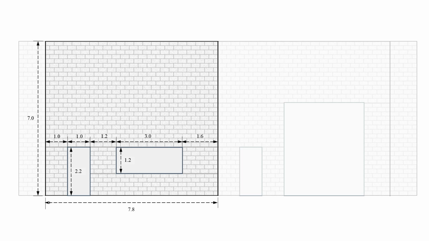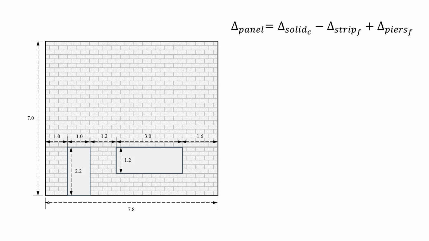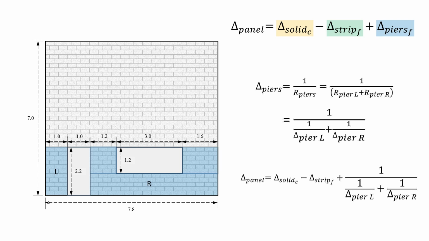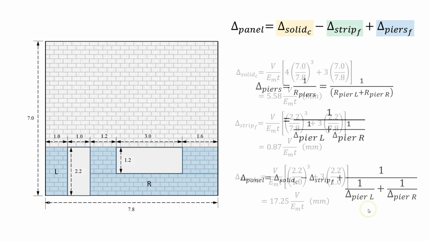So now that you have all the background information, let's actually calculate the deflection of panel 2. To get the deflection of the whole thing, we need to look at the solid area, ignoring both of the openings, and then we subtract from that deflection the deflection of just the strip that encompasses the openings. And then we need to add in the deflections of the piers working together. So remember, the rigidity of these piers working together is equal to the sum of those two rigidities. And so we can find those out.